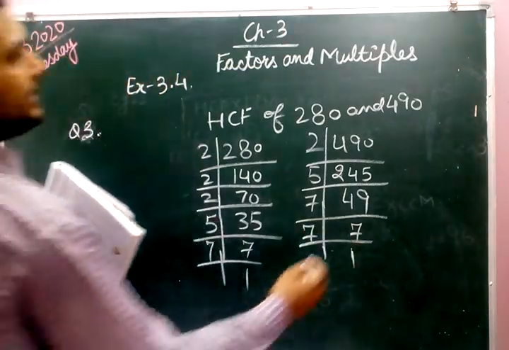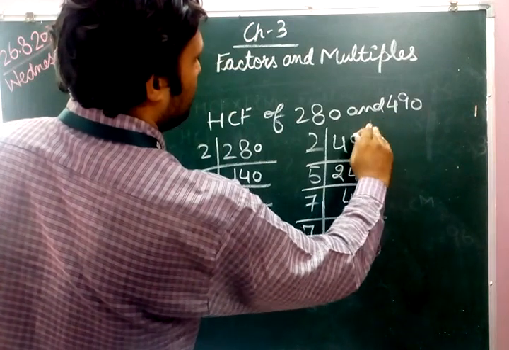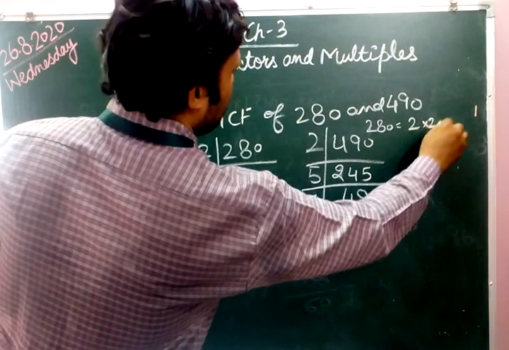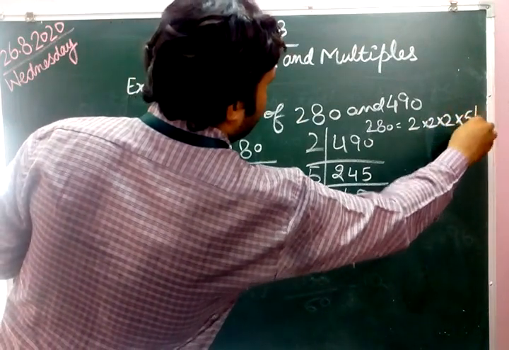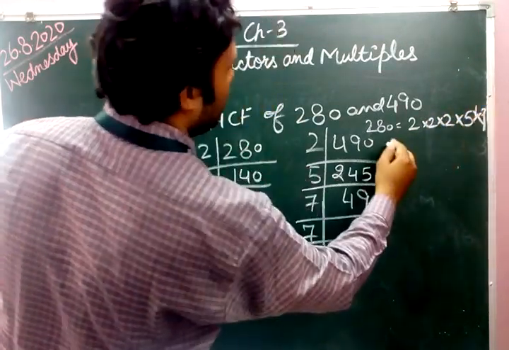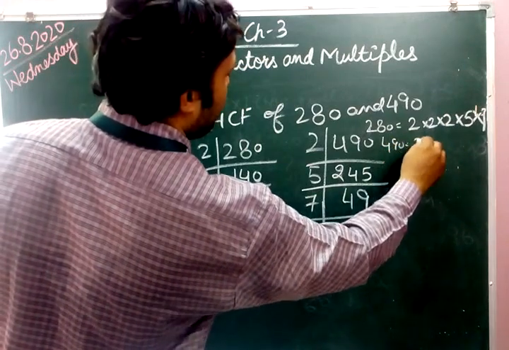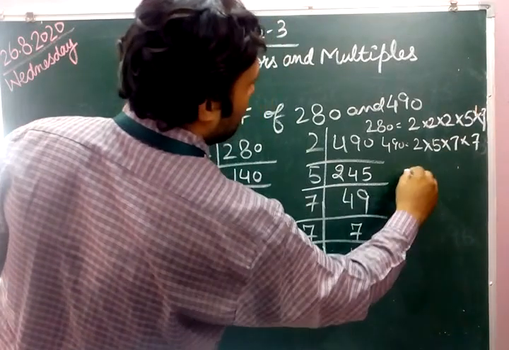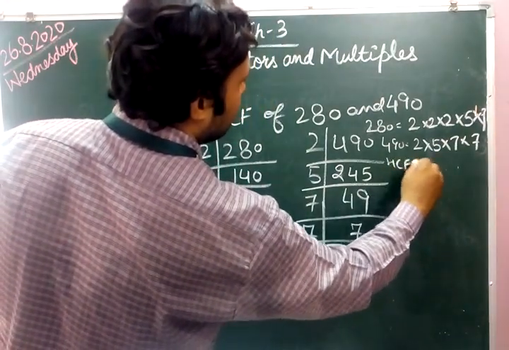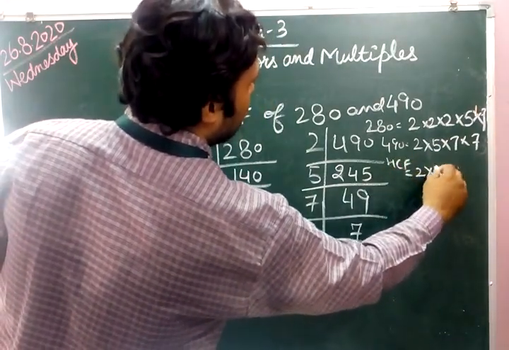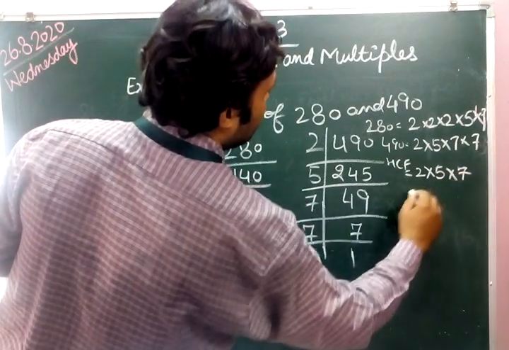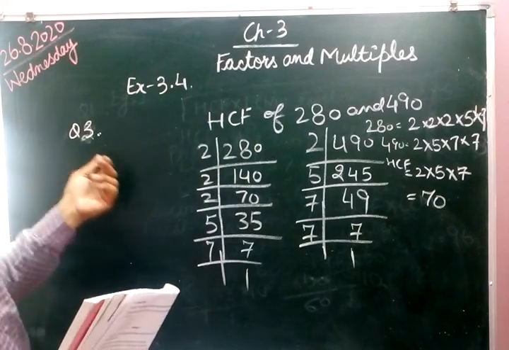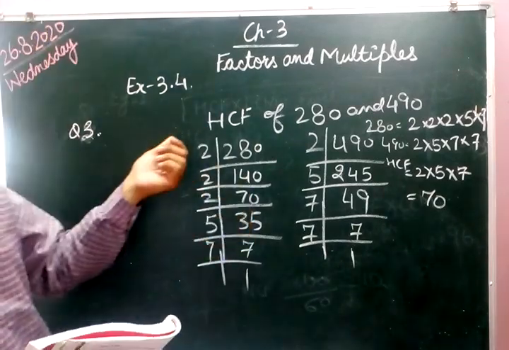When you find the HCF, 280 is 2 multiplied by 2 multiplied by 2 multiplied by 5 multiplied by 7. 490 is 2 multiplied by 5 multiplied by 7 multiplied by 7. The HCF you find is 2 multiplied by 5 multiplied by 7. So the answer is 70. So in this way you can do the third question. You have to find the HCF.